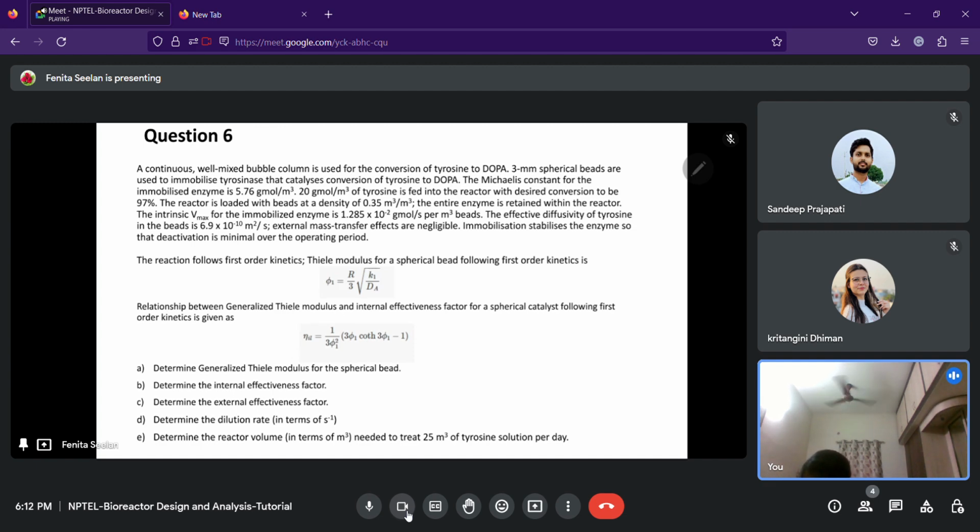So what was asked is A, we have to determine the generalized Thiele modulus for the spherical bead. B, to determine the internal effectiveness factor. C, to determine the external effectiveness factor. D would be the dilution rate, and E is the reactor volume needed to treat the 25 meter cube of tyrosine solution per day. So first, please read the question and note down the given values. Then we'll start solving the problem.